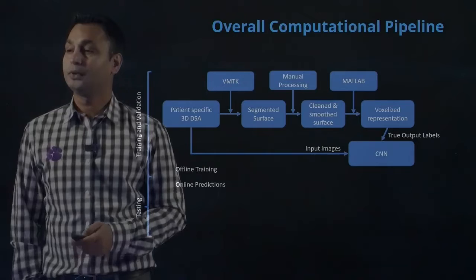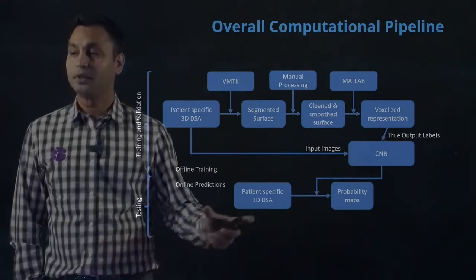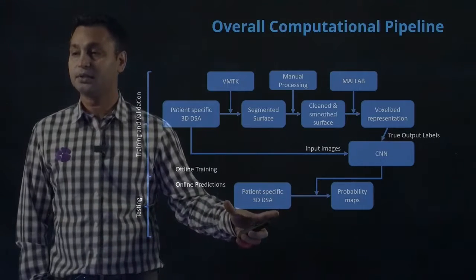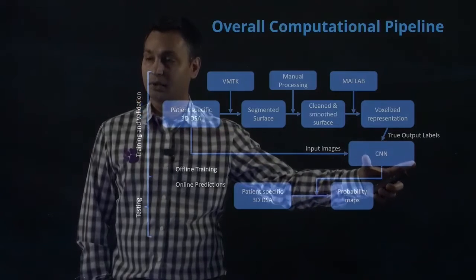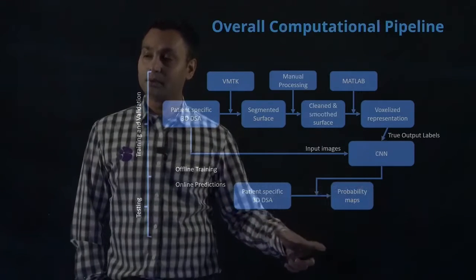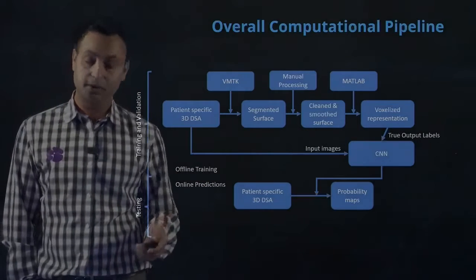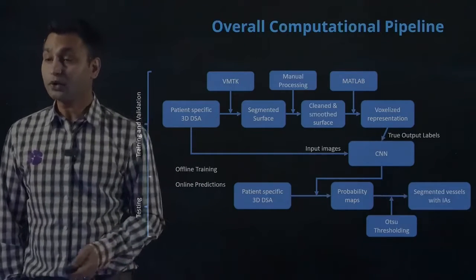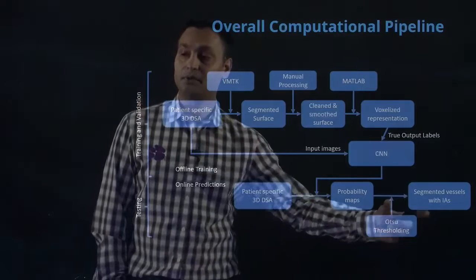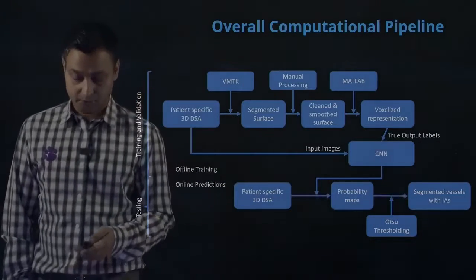Then for online prediction, when we get a new patient-specific BSA, we use the CNN model that we have trained to get the probability maps. From this probability map, we clean up the image. Then we do some thresholding and get the segmented results.